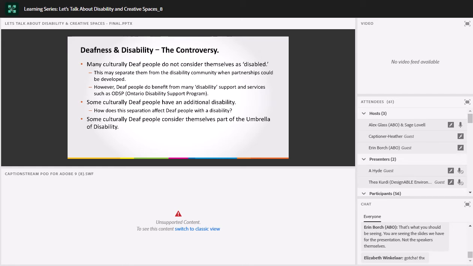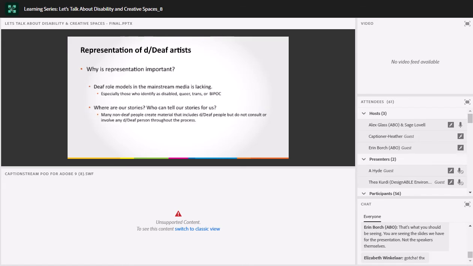And again, I can't speak for all. We can't say all deaf people are the same. Some deaf people will identify as someone with a disability. But generally speaking, when you're in the deaf community, the majority of the individuals will say that they're not disabled, they're deaf.